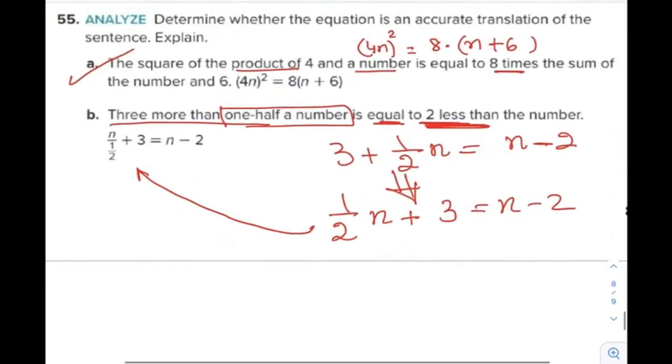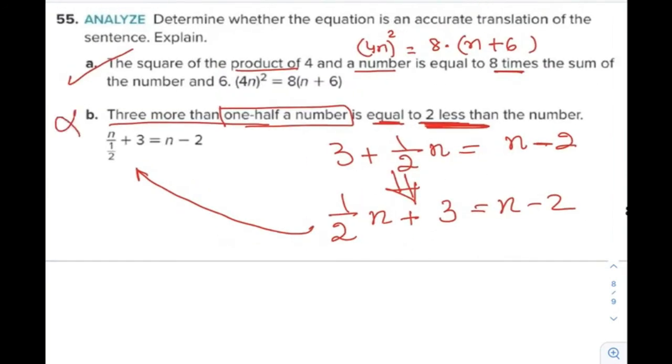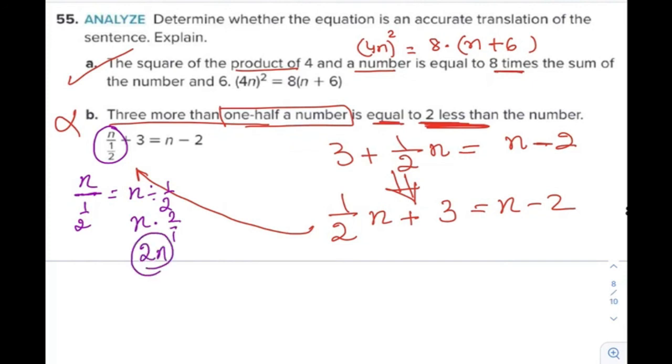Is this equal to that? Of course not. If you want to simplify this n over 1 over 2, this means n divided by 1 over 2, which is n times 2 over 1, which is 2n. Means twice n, not half of n, which means his translation was wrong.